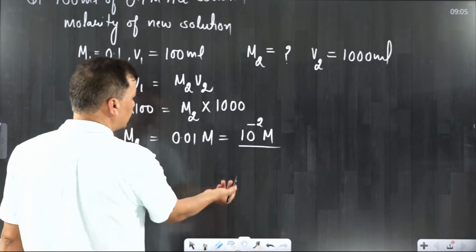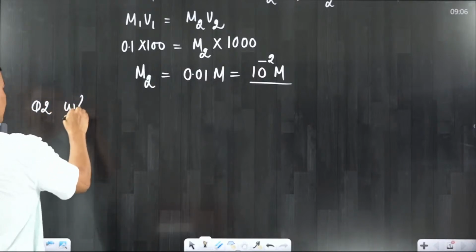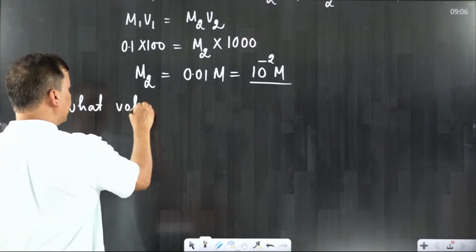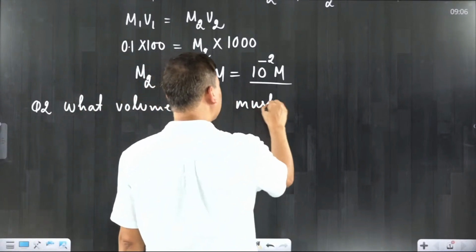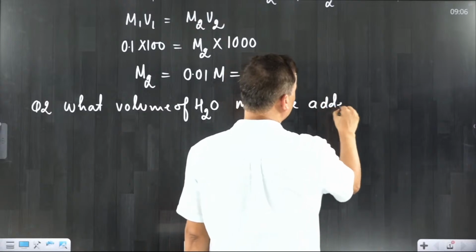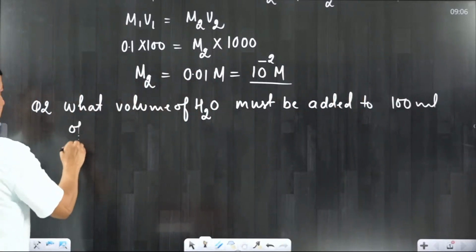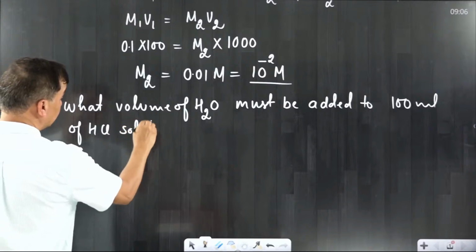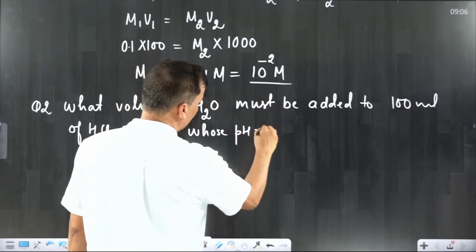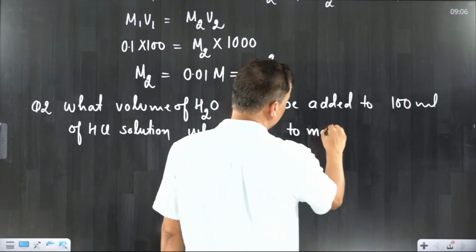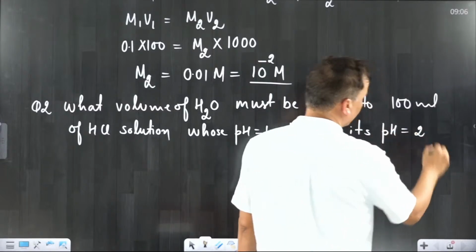Now one more question I am taking here. Question number 2, please write the question with me: what volume of water must be added to 100 ml of HCl solution whose pH is 1 to make its pH 2?